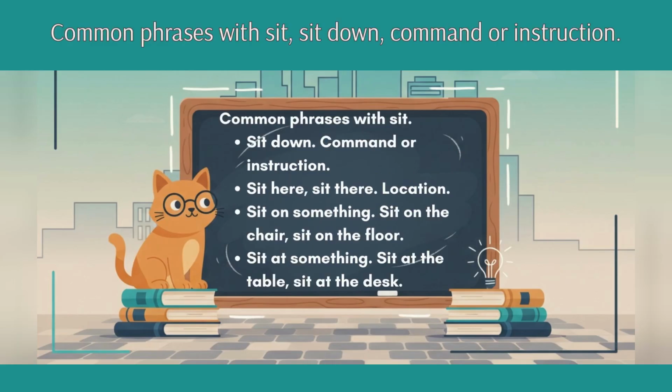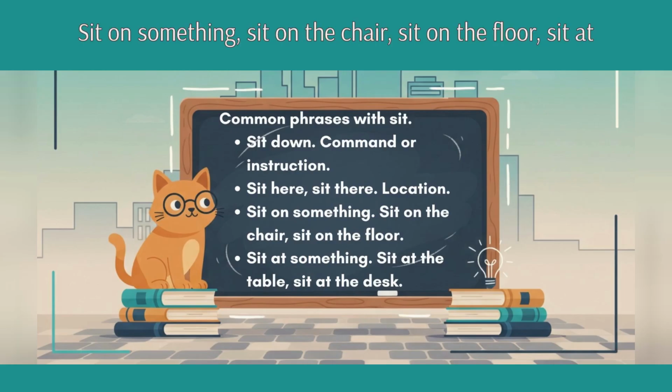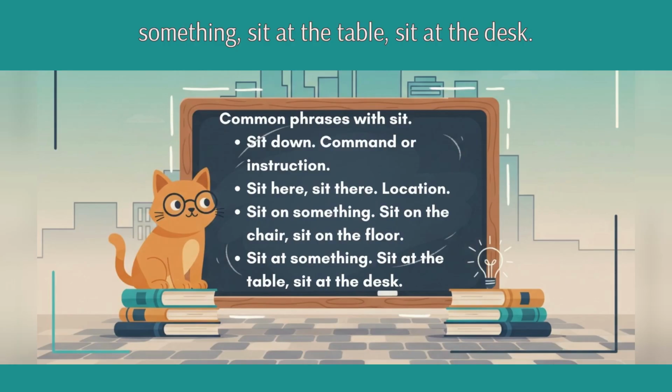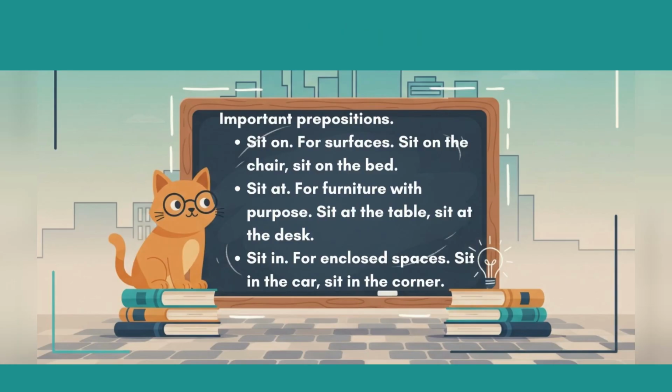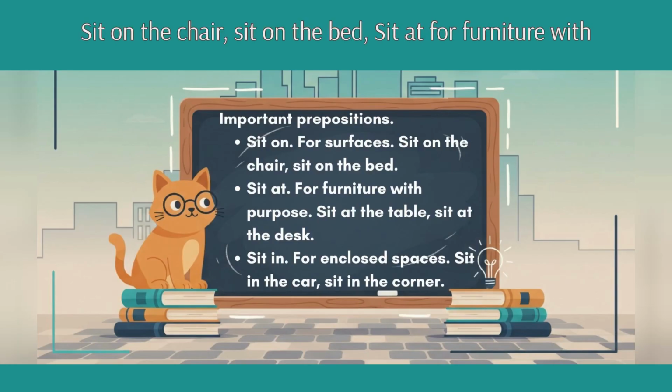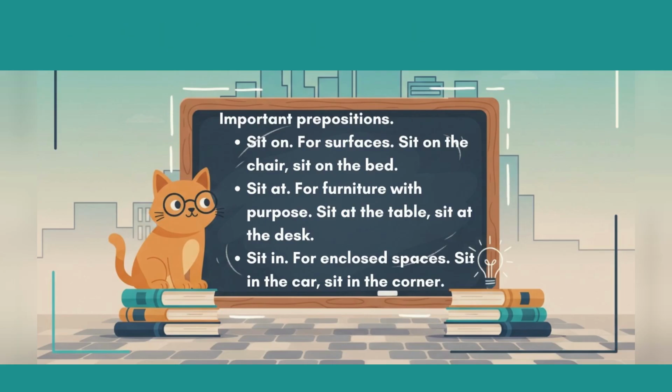Common phrases with sit: sit down. Command or instruction: sit here. Sit there. Location: sit on something. Sit on the chair, sit on the floor, sit at the table, sit at the desk. Important prepositions. Sit on, for surfaces. Sit on the chair, sit on the bed. Sit at, for furniture with purpose. Sit at the table, sit at the desk. Sit in, for enclosed spaces. Sit in the car, sit in the corner.